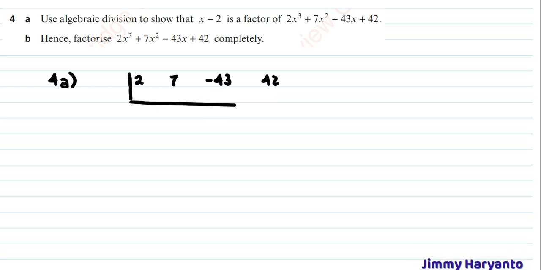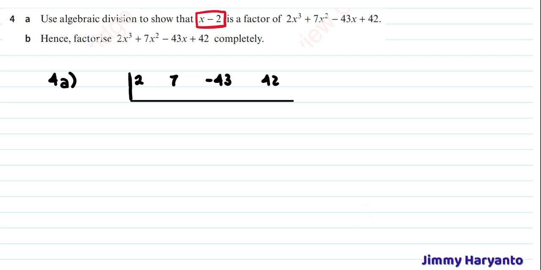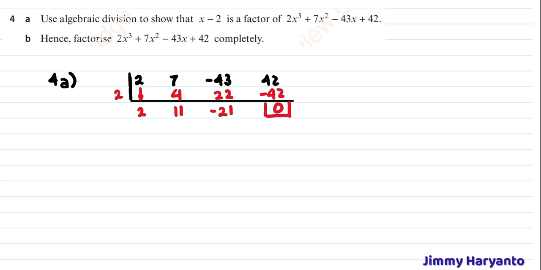Then we only have to do the division like this. Because the divisor is x minus 2, that means x equals 2, and 2 will be right there. Going down to 2 times 2 equals 4. 4 plus 7 equals 11. 11 times 2 equals 22. Negative 43 plus 22 equals negative 21. And then negative 21 times 2 equals negative 42. And this one will be 0.